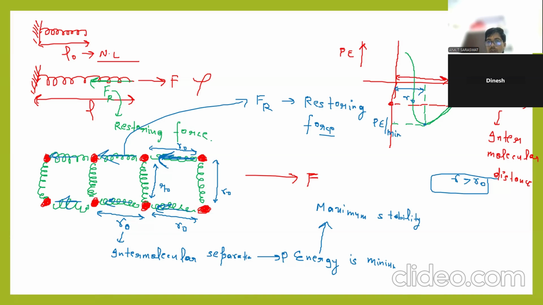You can check at this potential energy curve, it always tries to regain its original configuration. Why? To gain R naught. From here to here, it will reach towards the equilibrium position. This is known as the equilibrium position that you have learned. That is the stable position.